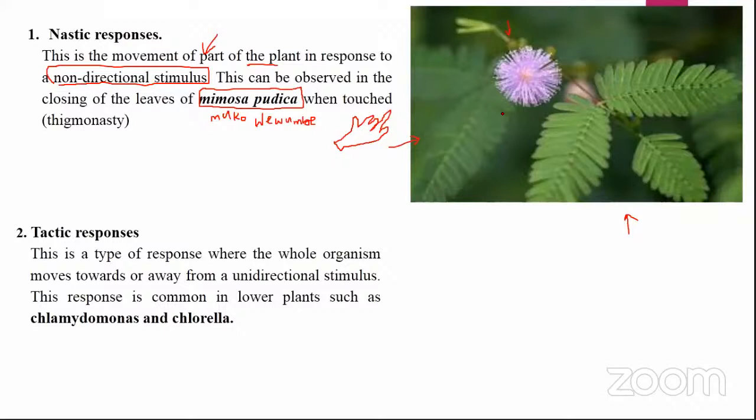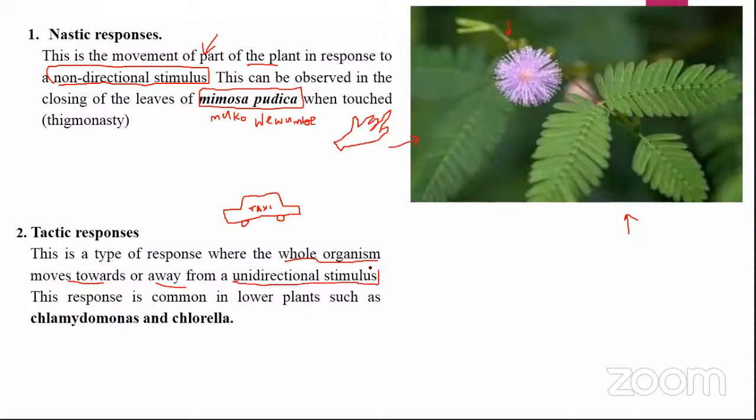And this is the most common example. Another one is the tactic responses. Now, if you want to understand tactic response, think of a taxi. What normally happens is that a taxi moves people from one area to another. You find that the whole organism is going to either move towards or away from a unidirectional stimulus.